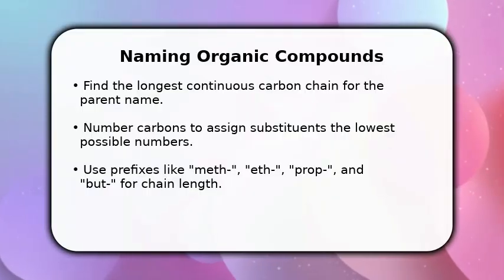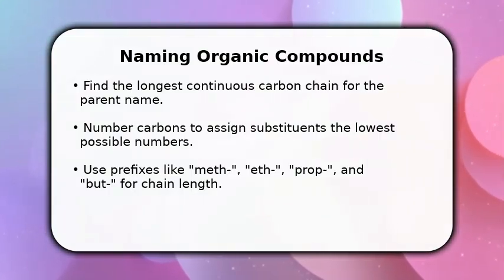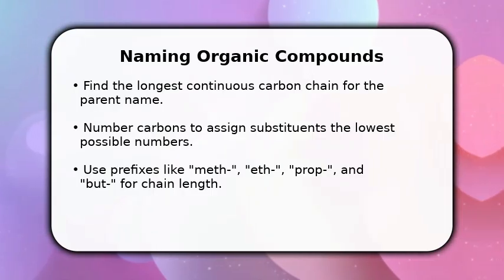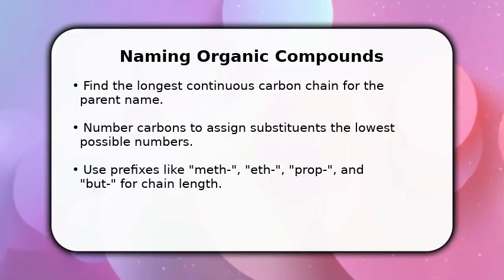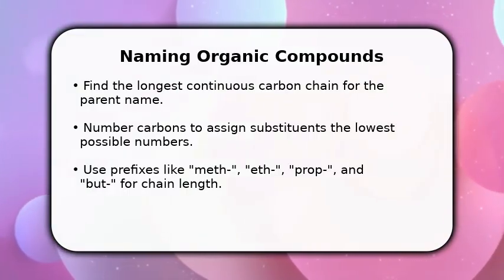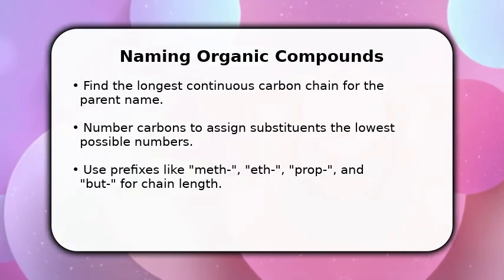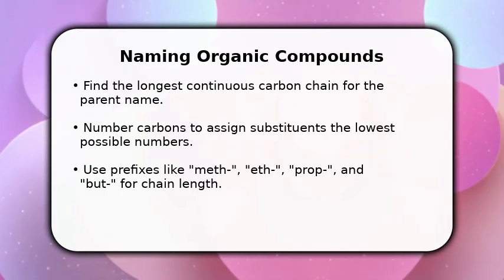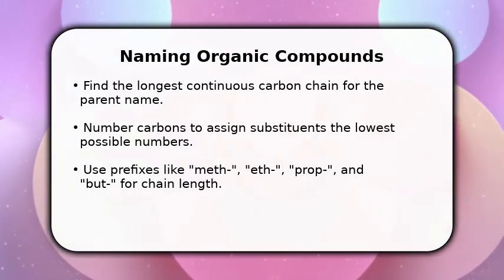In this video, I will explain how to write organic compounds in Word. First, identify the longest continuous carbon chain which forms the parent name. Next, number the carbon atoms in that chain to ensure any attached groups, called substituents, receive the lowest possible numerical positions. Remember, prefixes such as meth, eth, prop, and but indicate chain lengths of 1, 2, 3, and 4 carbons, respectively.